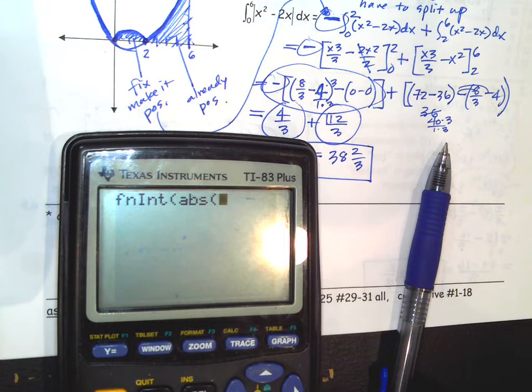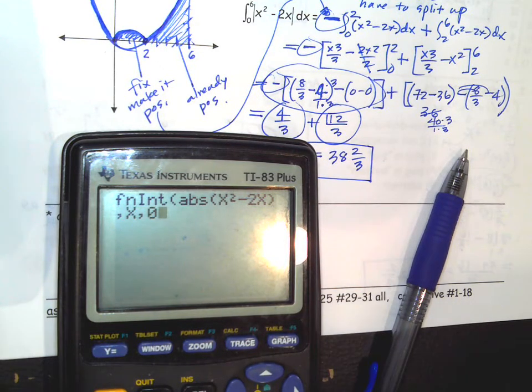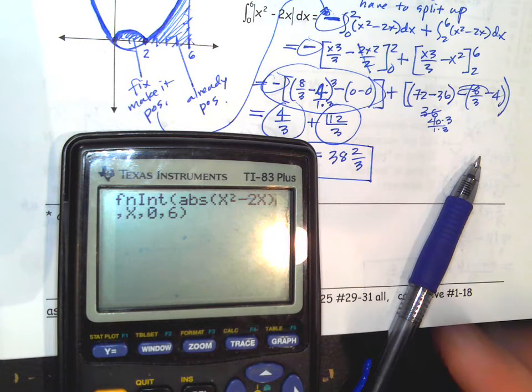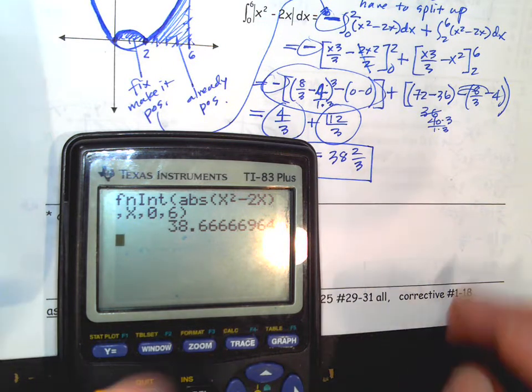So we've used this before. And then x squared minus 2x, close parentheses, comma x, comma 0, comma 6. And this should do it. Let's see what we get. We should get 38.6666. There it is. Cool. We got it right.